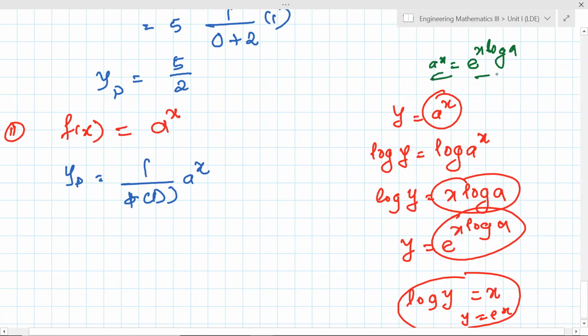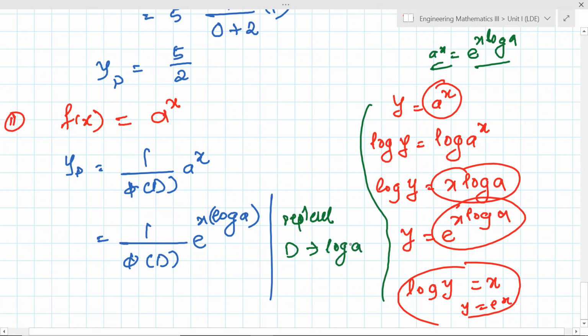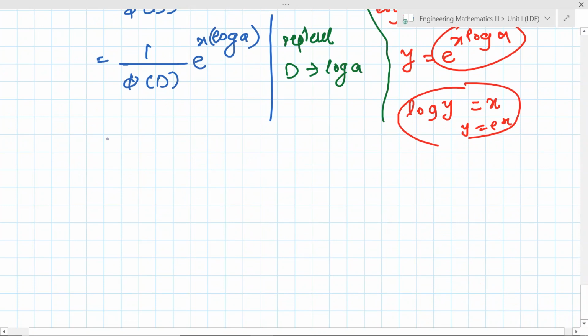A raised to x is the same as e raised to x log a, and that's why we can write this as 1 upon phi of d into e raised to x into log a. And whatever the term is in the power of e, that should be our a. Now replace d by log a. Okay, so here what we have to do is replace d by log of a. Hope you have got this. This is very simple, and therefore what is my answer here?